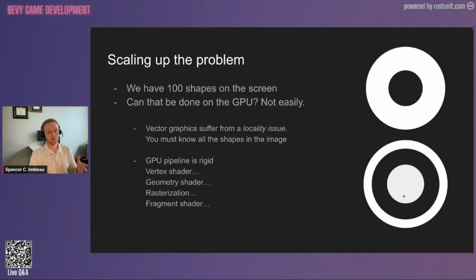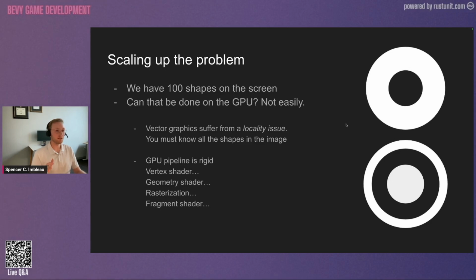It would turn into a bullseye or like a target down here in the bottom right. So just by adding one more path, the image could be completely different. So the locality issue is that you need to know every single path in the image really to be able to derive whether or not a pixel is filled or not filled. And the GPU is just not built for this type of computation at all. There's nothing in the traditional GPU architecture that accounts for this.